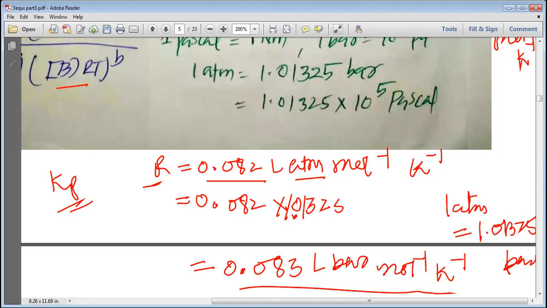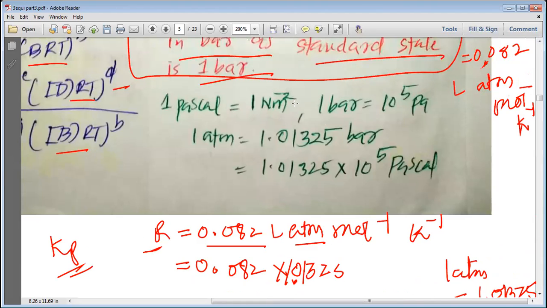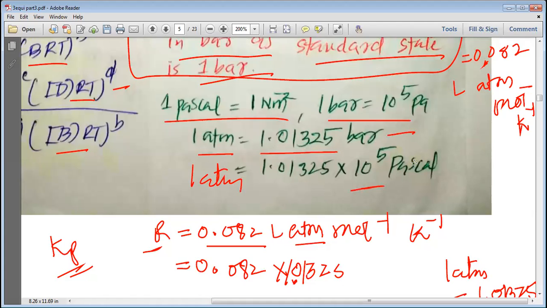There are a few units which I want to discuss with you. 1 Pascal is equal to 1 Newton per meter square, 1 bar is equal to 10 to the power 5 Pascal, 1 atmosphere is equal to 1.01325 bar, and that is why 1 atmosphere is equal to 1.01325 into 10 to the power 5 Pascal. Please remember these units because they are very important for various calculations. And now let's move forward and solve a few problems.